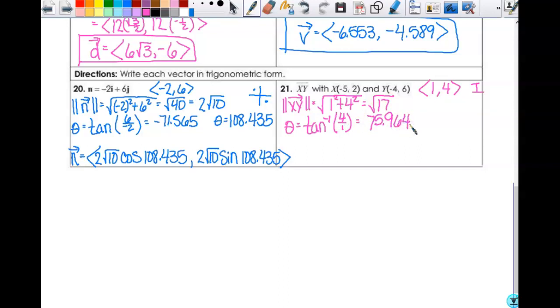That's what I want. So then xy is going to give me the square root of 17 times the cosine of 75.964, and then the square root of 17 times the sine of 75.964. I still can't write it.